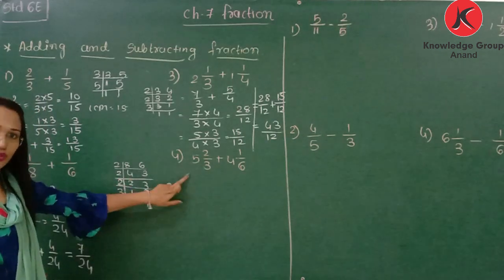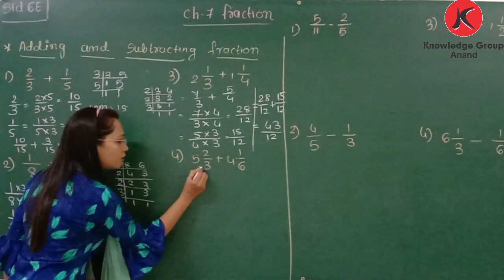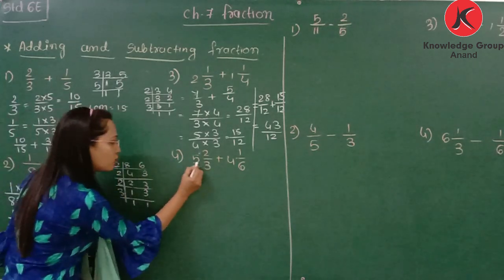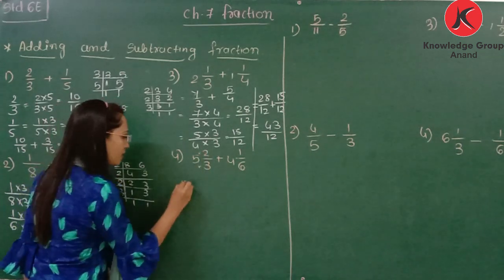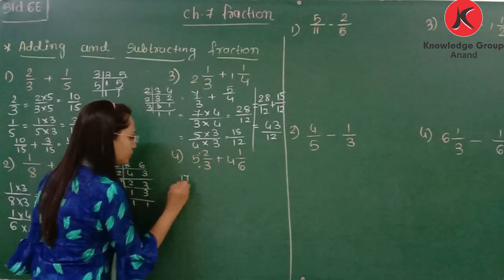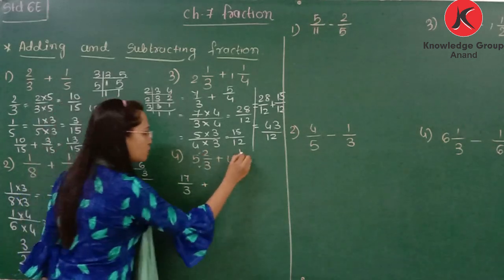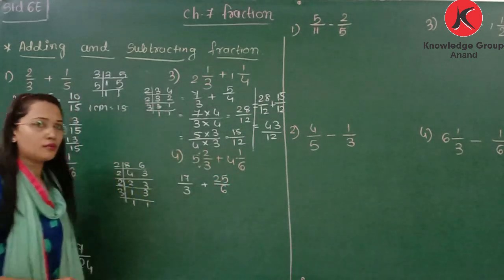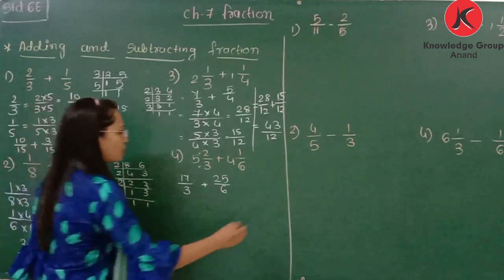Now next one, 5 2 by 3 plus 4 1 by 6. Again convert this into improper fractions. 5 threes are 15 plus, here how can we convert this into an improper fraction? 5 threes are 15, 15 plus 2, 17 by 3, plus 4 sixes are 24 plus 1, 25 by 6. Okay. Now take the LCM of 3 and 6. So let's take the LCM of 3 and 6.